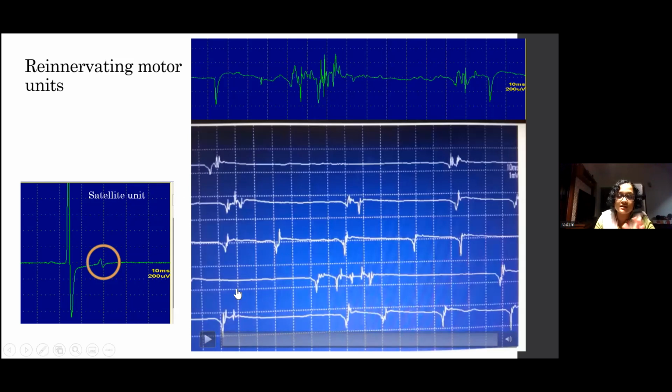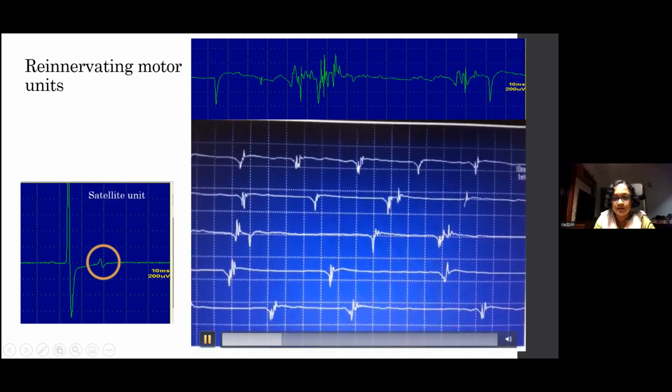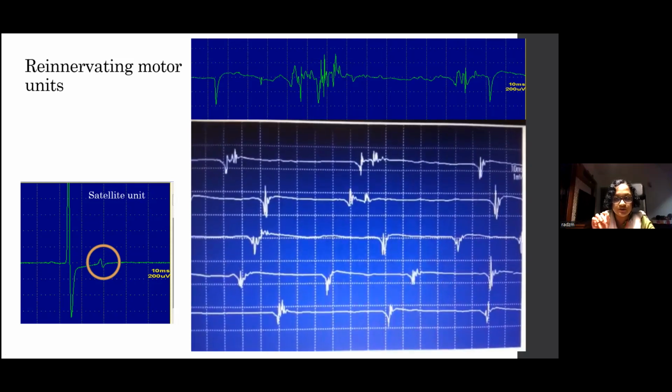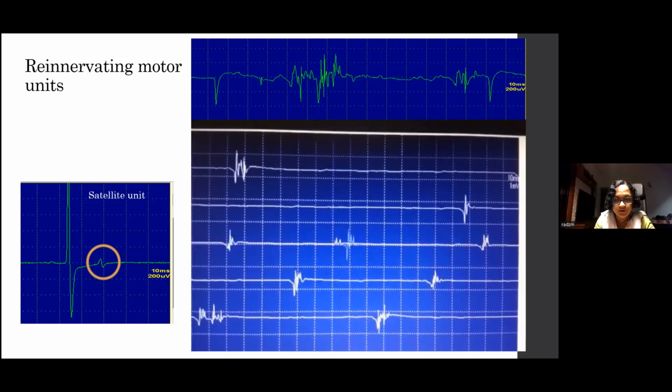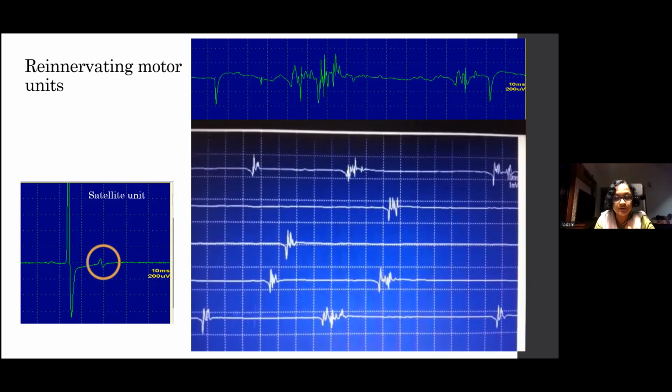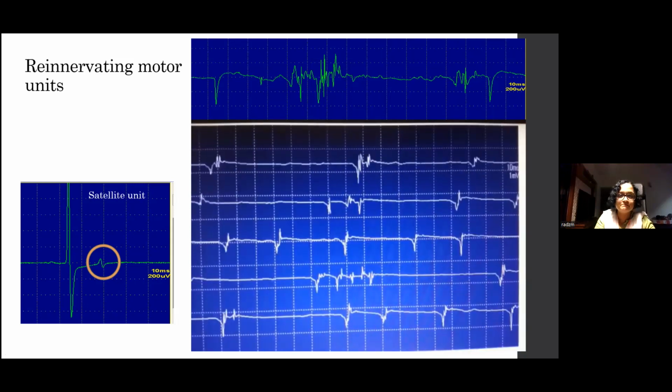Unstable motor unit means the same motor unit keeps firing, but every time it fires, it changes its morphology because it's reinnervated. It's partially denervated and it's reinnervated. So here you can see the same motor unit firing on vertically placed traces or rastered traces. And you can see they keep changing. You can hear the reduced recruitment also, that brrr sound. And you can see the polyphasia as well. So it's the same motor unit potential, but it keeps changing its morphology.